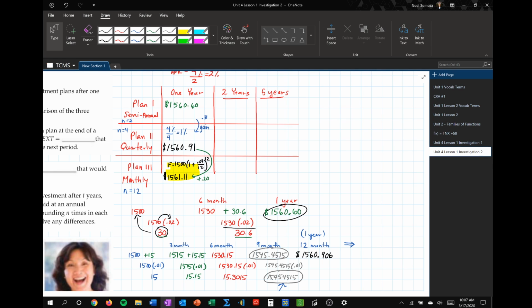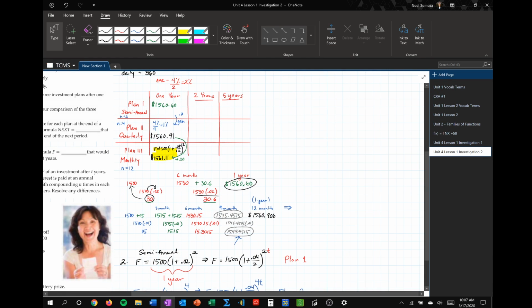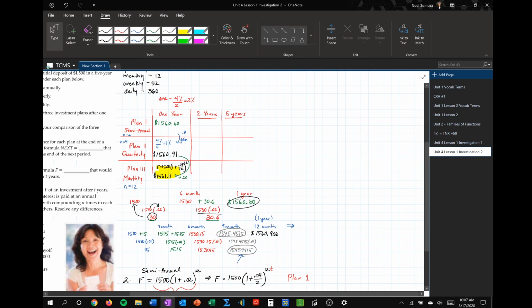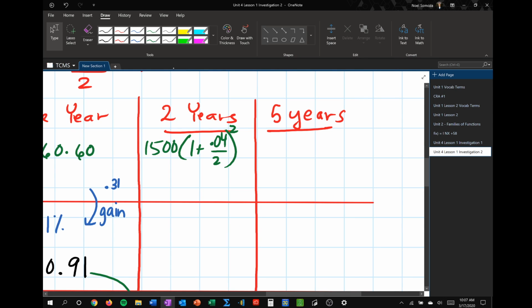Okay, and so now let's go ahead and calculate for the 2 years, right? So we can go down to the formula for plan 1. This time, because the time is not 1 year, it's 2 years, the only difference is you're going to plug it in to that formula. Okay, so we end up with 1500 times 1 plus 0.04 divided by 2 times 2 to the second power. I'm sorry, to the second power, but because it's 2 years, now we plug in a 2 there as well.